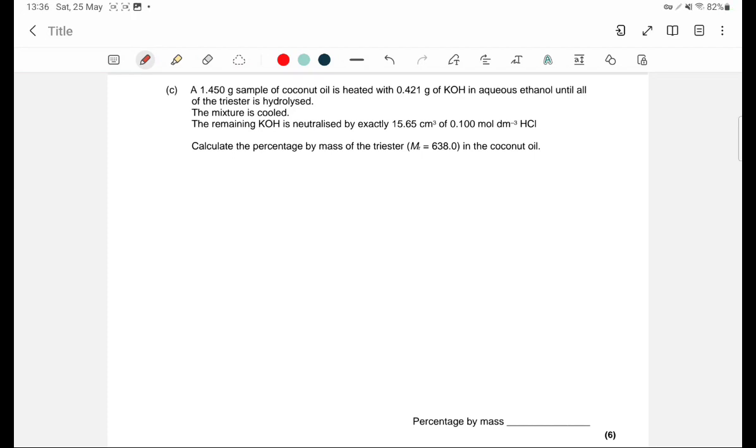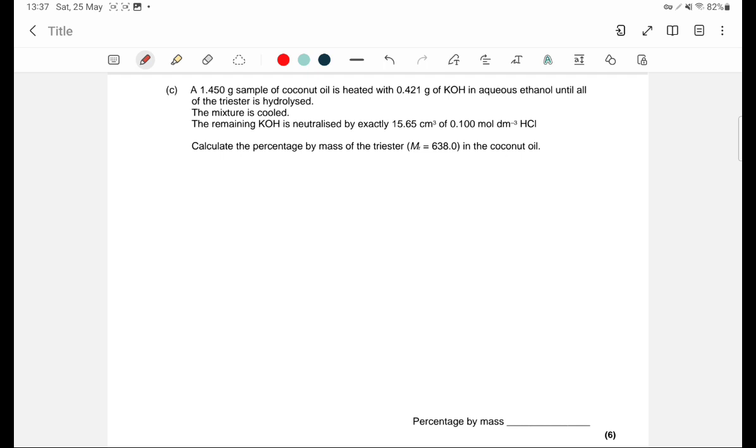Question C is a back titration question. In this experiment, you have a starting amount of KOH, which is in excess. That KOH is reacted with the triester, but some of the KOH is left over afterwards. If you can work out how much of the KOH you started with and how much you were left with after it reacted with the triester, then you can work out how much was used up in the reaction.